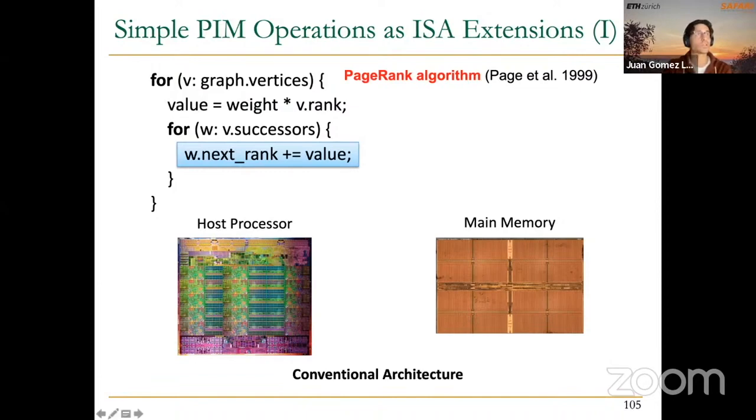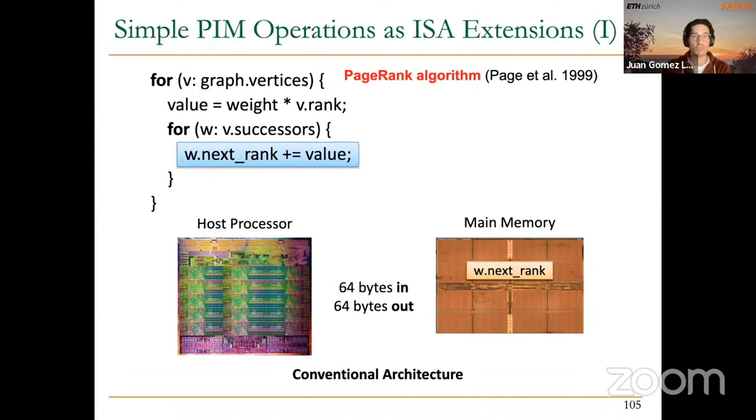Remember, computation is very simple, just multiplication, just addition. The problem here is that we have very random memory accesses when reading the successors of a specific node or vertex of the graph. So what this means is that we need to bring cache lines all the time from the main memory to the host processor. And then when we don't need this cache line anymore, we have to write back the whole cache line to the memory. And this essentially means 64 bytes in, 64 bytes out.